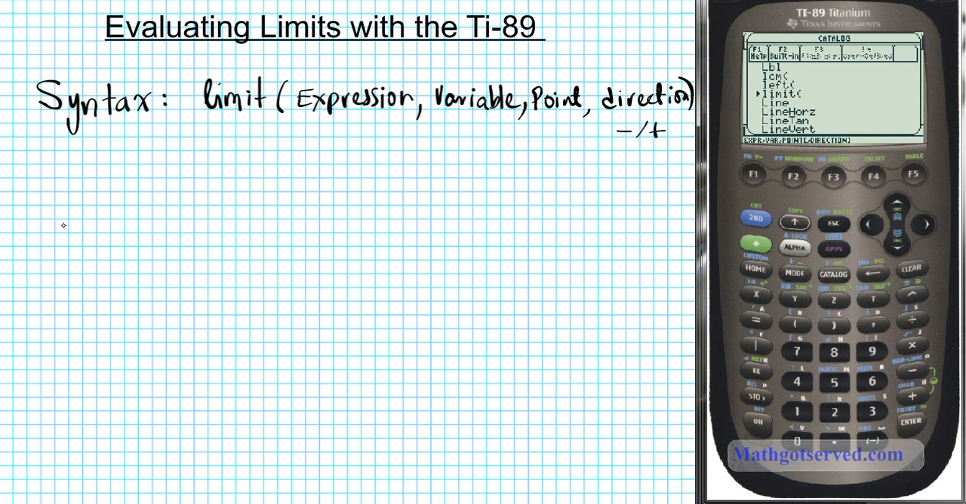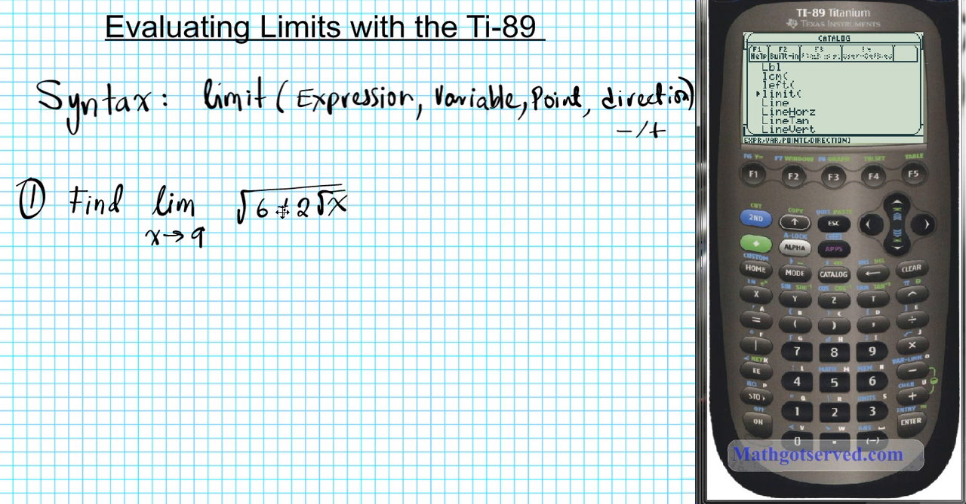So let's go ahead and try out some problems. Number 1, we're to find the limit as x approaches 9 of the square root of 6 plus 2 root x. What I'm going to do is evaluate this limit manually first, and then I will show you how to do it using the calculator so we can see that our answers are in fact correct.